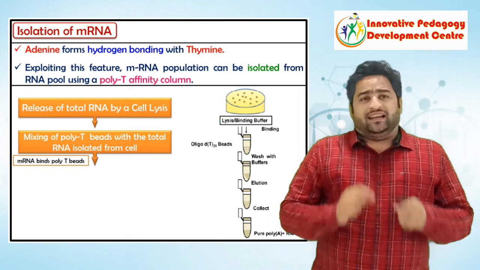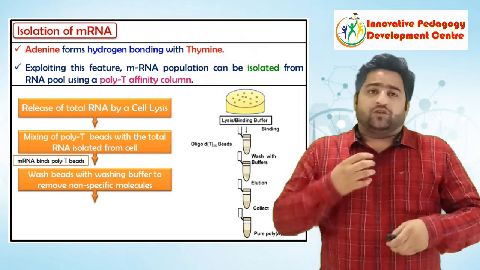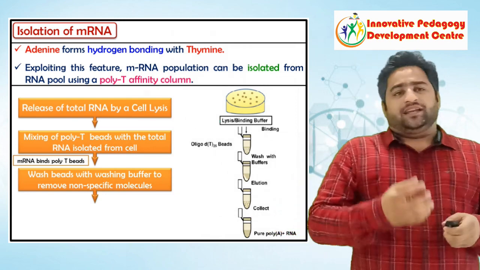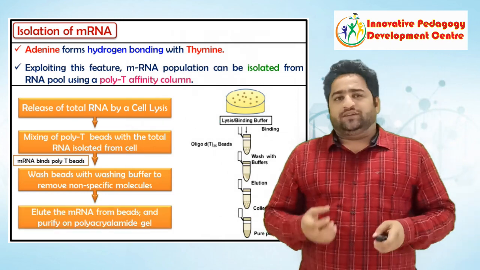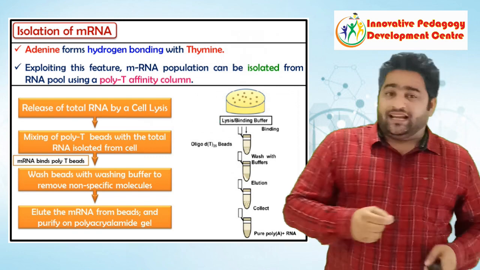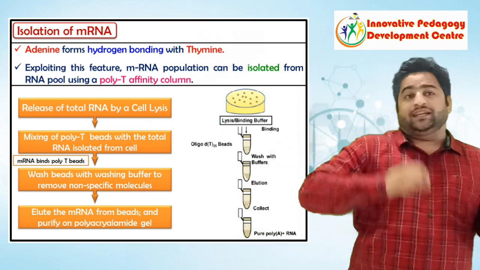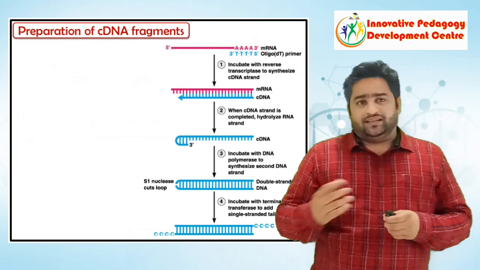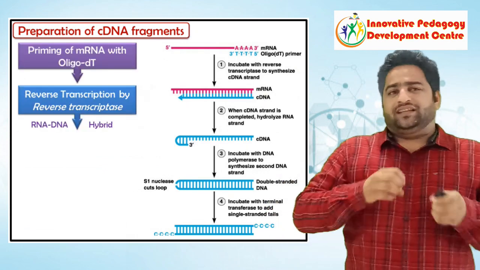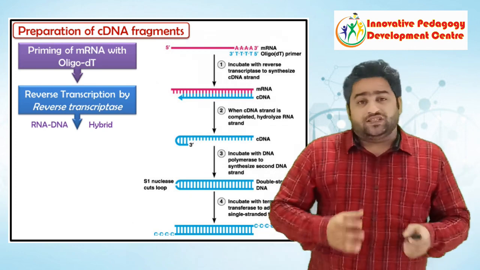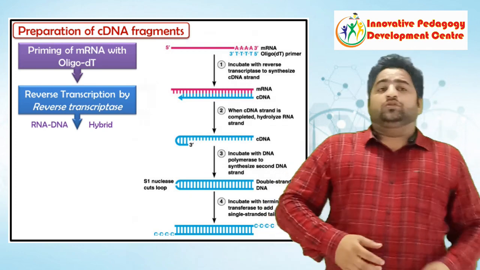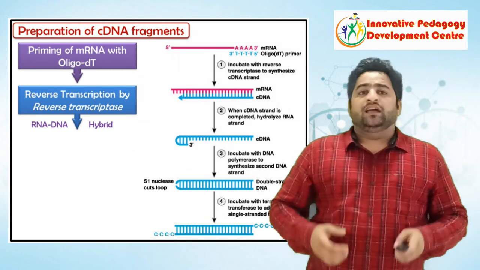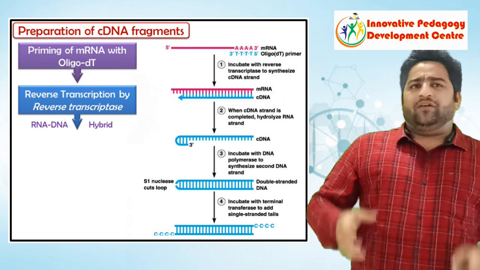Total RNA is released from the cell with the help of cell lysis buffer. Then we mix the poly T beads with the total RNA isolated from the cell. As mRNAs have the poly A tail, they will bind with the poly T beads. Now we wash the beads with washing buffer to remove non-specific or excess molecules. Finally, we elute the mRNA from the beads and purify it on a polyacrylamide gel. So we have mRNA now.